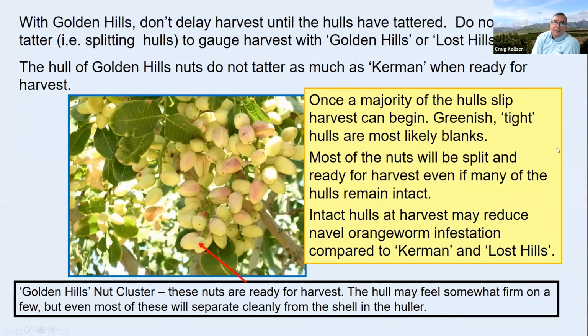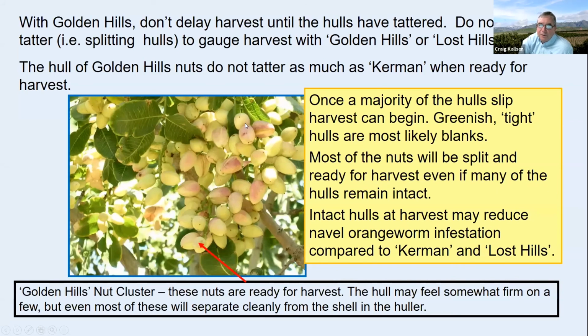I want to talk about harvesting Golden Hills. Golden Hills nuts don't have to tatter. You shouldn't use tatter as one of the guidelines for when you should harvest. These nuts, you can see the hull is intact. It's not tattered, it's not split, but those shells underneath in this particular case are split.